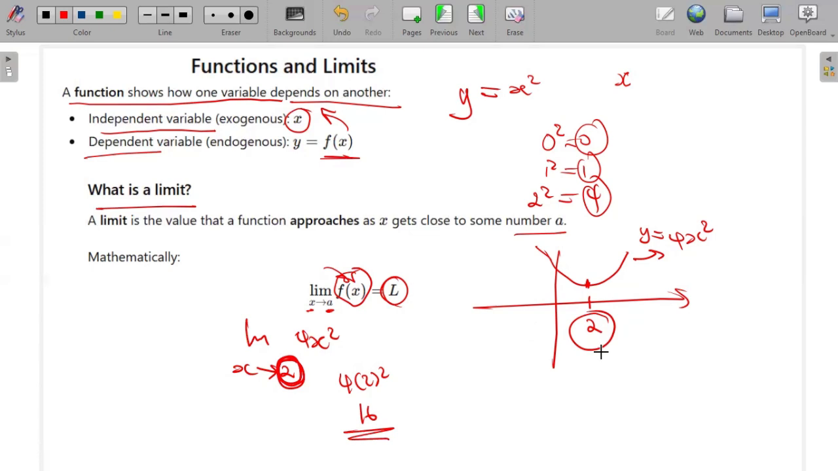Now this idea is very important. Where we have x approaching a, it does not necessarily mean that x has to be equal to a. We're saying it just has to be closer to that point.